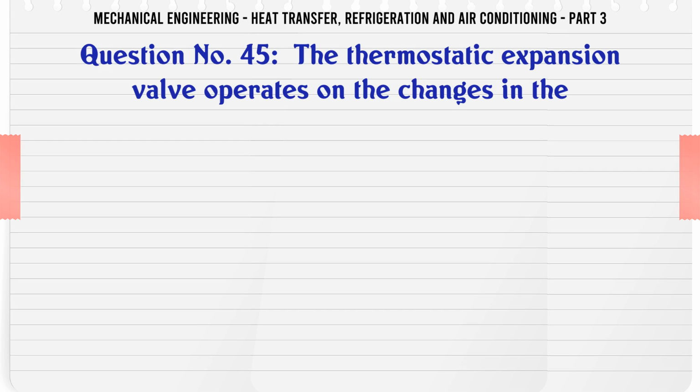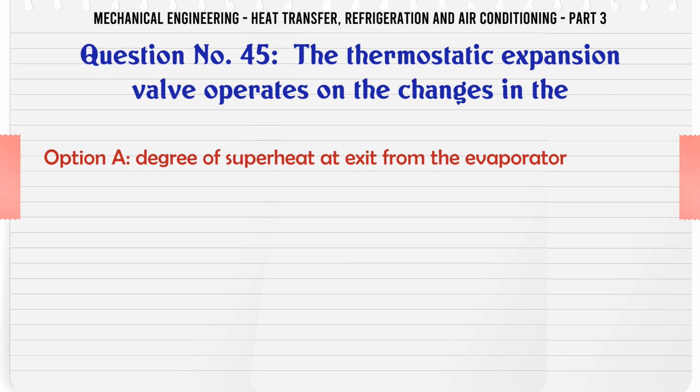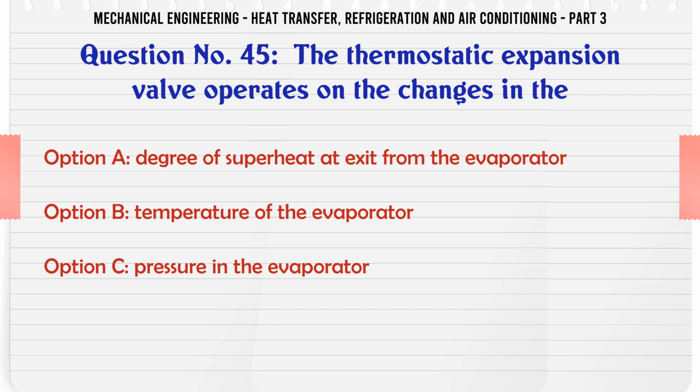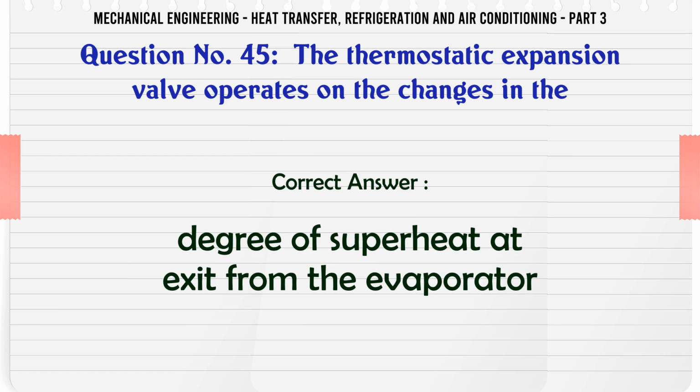The thermostatic expansion valve operates on the changes in the: A. Degree of superheat at exit from the evaporator. B. Temperature of the evaporator. C. Pressure in the evaporator. D. None of the above. The correct answer is degree of superheat at exit from the evaporator.